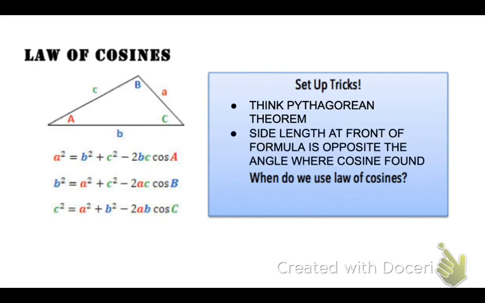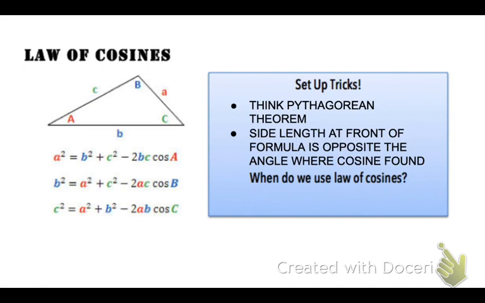Now the variable that goes out in the front needs to be opposite of the cosine where the angle is found. So if I know angle B, and I'm going to set this up to find side length b, then b should be the side length that goes out in front of the equation, and then the other two sides will become a and c. And again, it doesn't really matter there with the addition and the multiplication. We just want to be consistent.